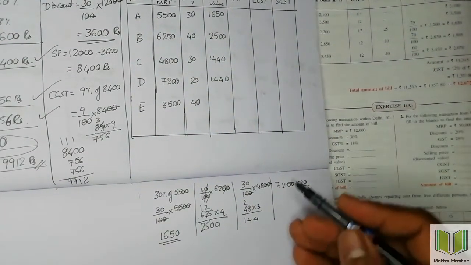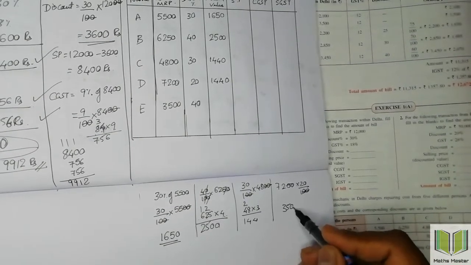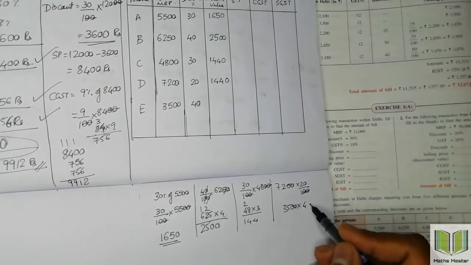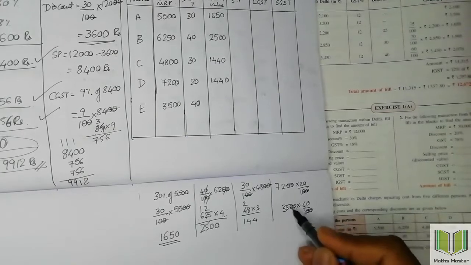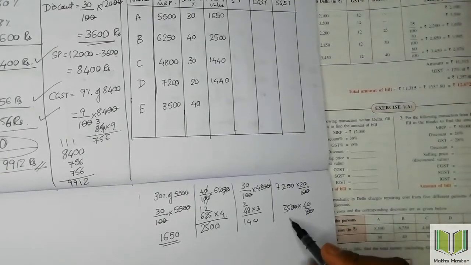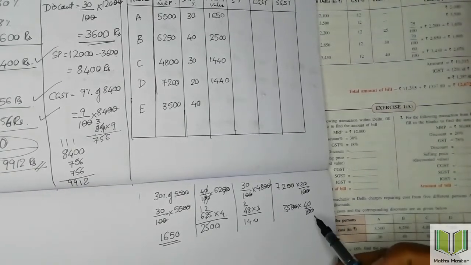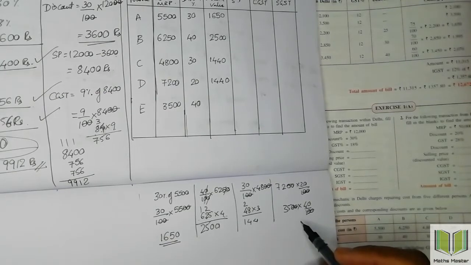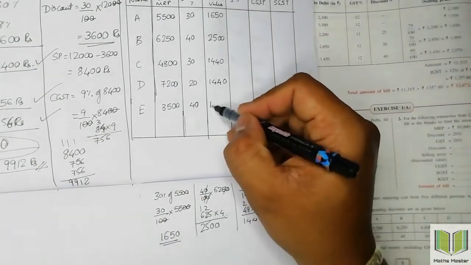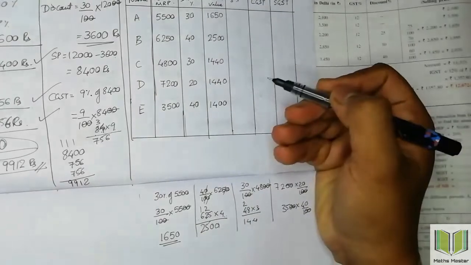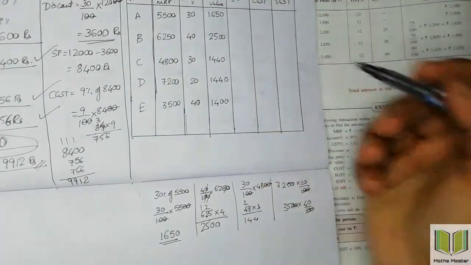3500 multiplied with 40 by 100. So the zeros get cancelled. 4 times 35. 35 times 2 is 70. 70 times 2 is 140. So this will be 1400. This will be 1400.